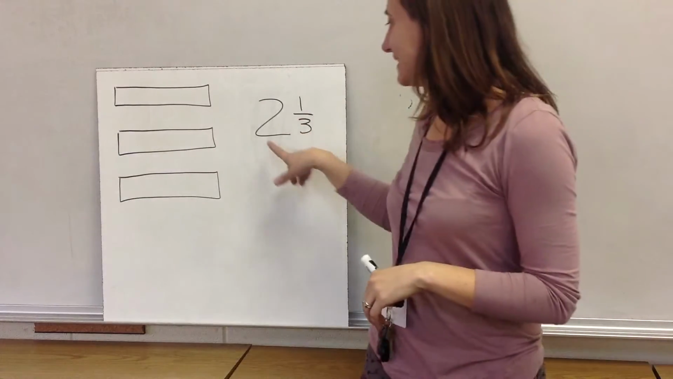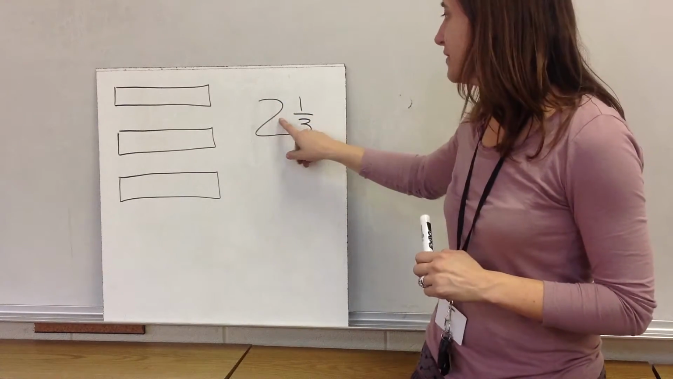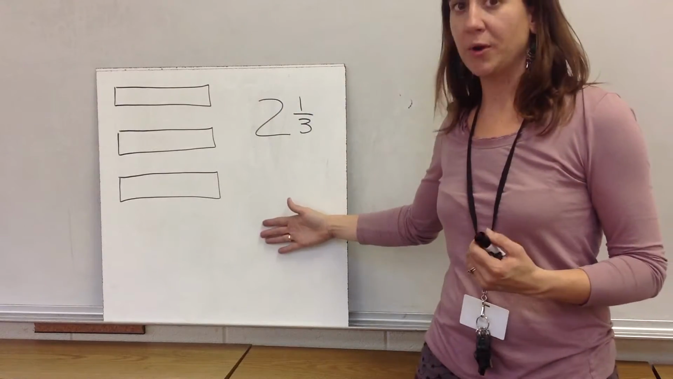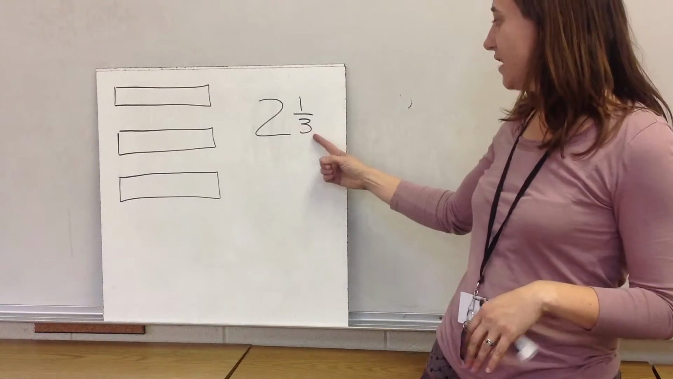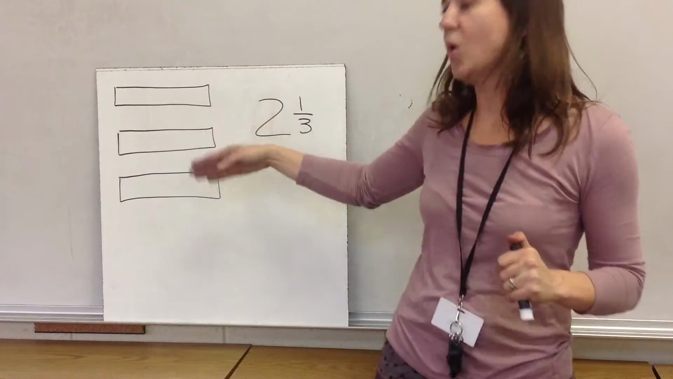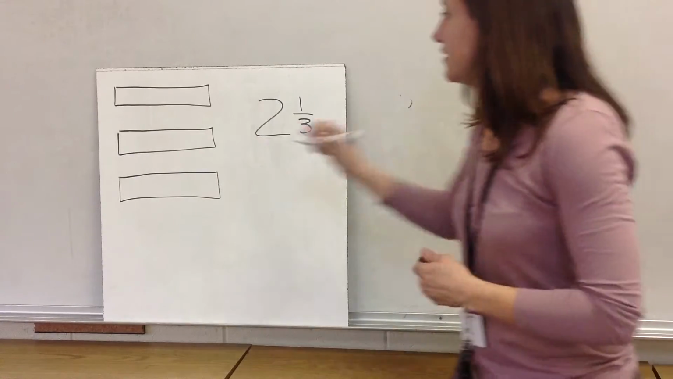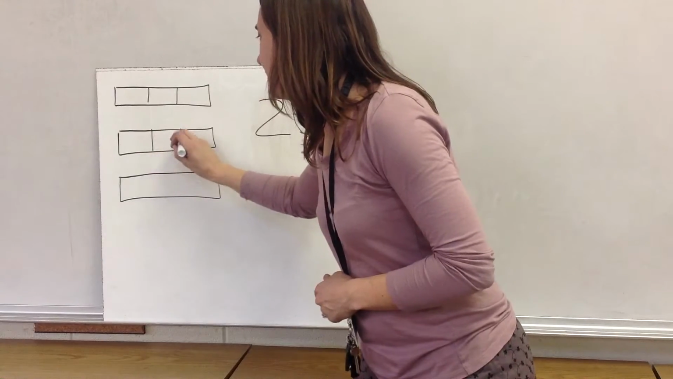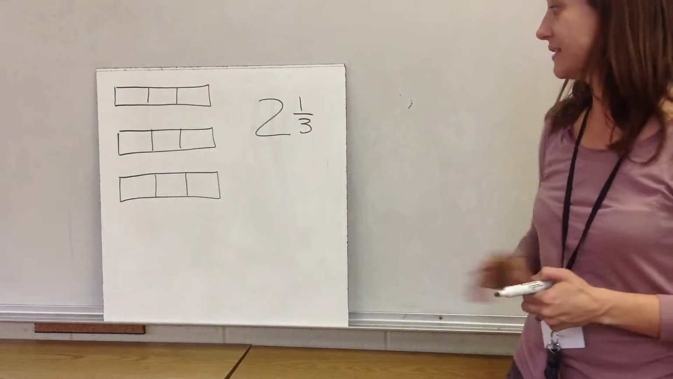So, in this case, we have 2 wholes, and then we have 1/3 of a whole left over. So what would each of our wholes be broken into? Well, what do we look to find that out? We look to the denominator. So that means that each of these wholes is going to be divided into 3 equal pieces. So this one's going to be divided into 3 equal pieces, this one's going to be divided into 3 equal pieces, and this one's going to be divided into 3 equal pieces.